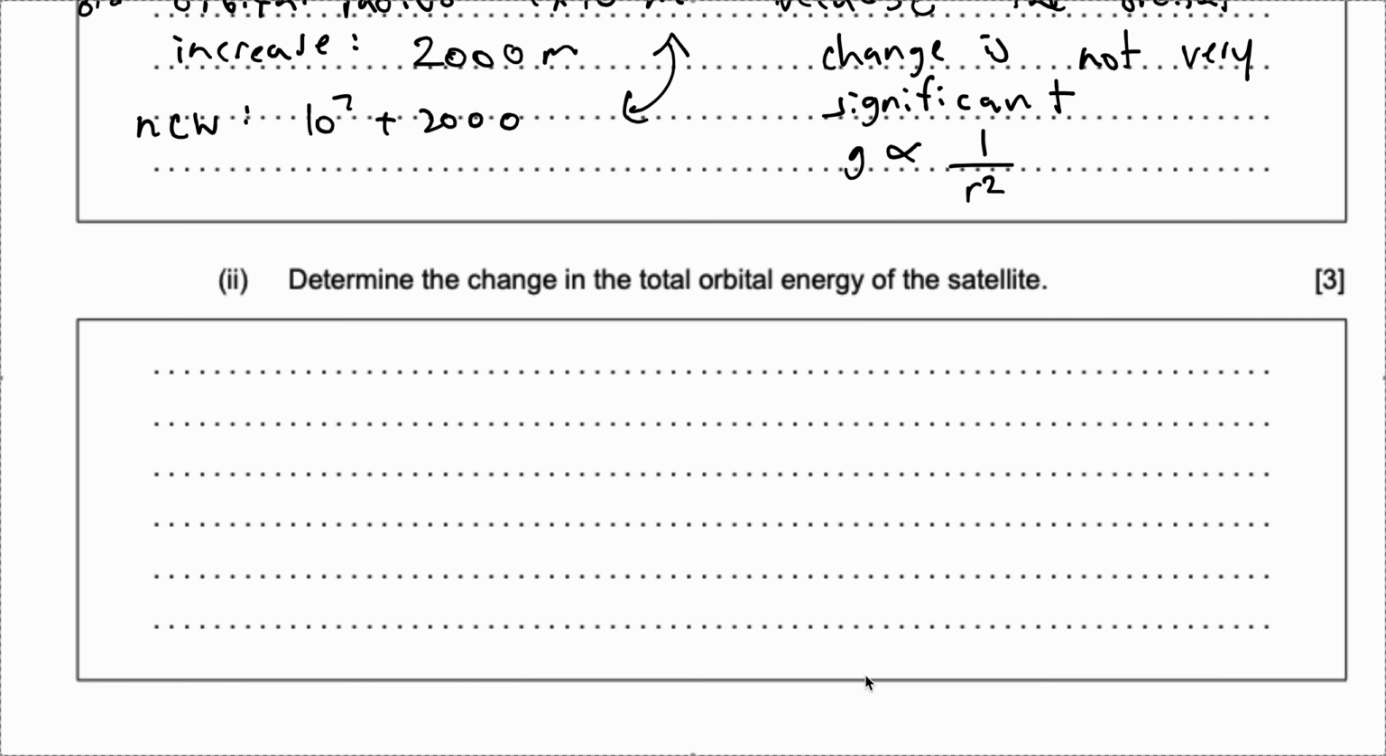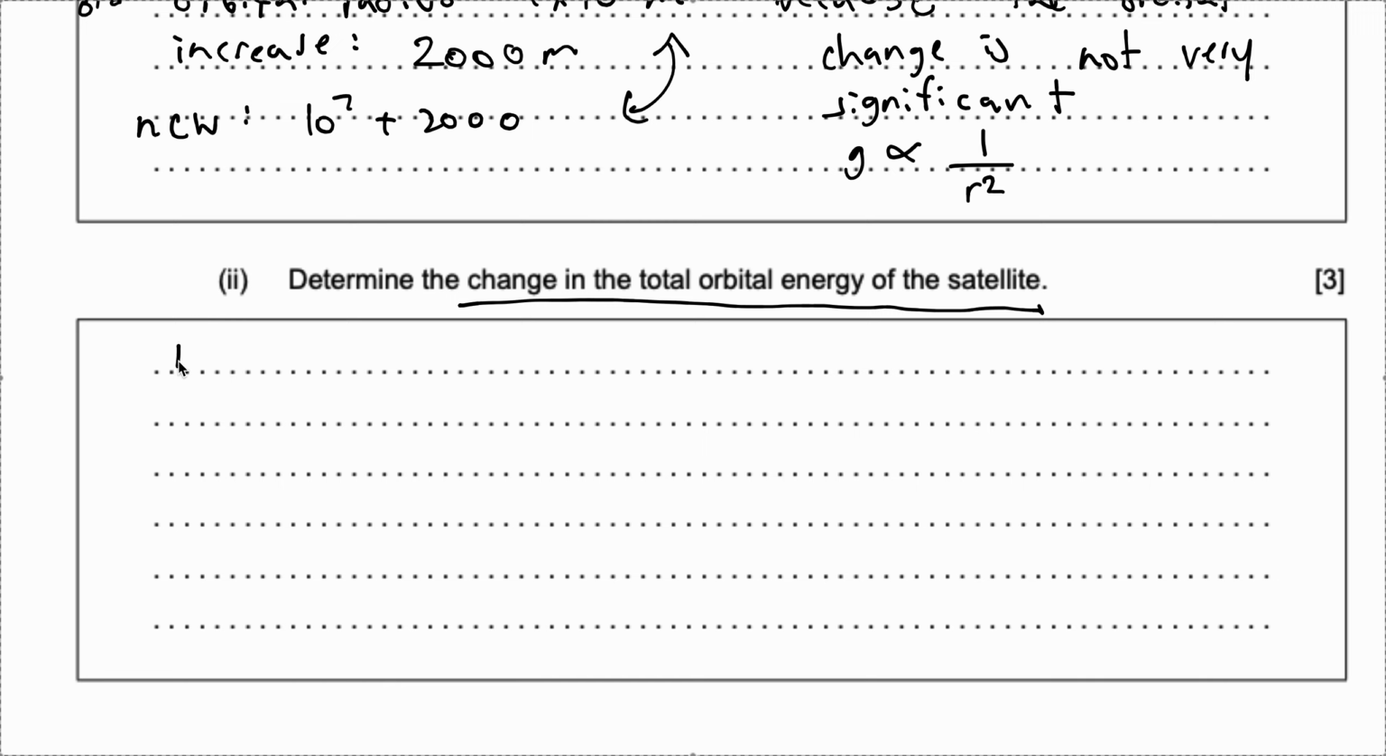Okay, now finally, determine the change in the total orbital energy of the satellite. Now, okay, let's derive an expression for the orbital energy of a satellite. And now you don't need to do this, but I will do it because it makes these type of problems a lot easier. Rather than having to do so many extra steps, we can just memorize this formula. Now I'll derive this formula for you, and then afterwards just keep it in your head and use it whenever necessary.